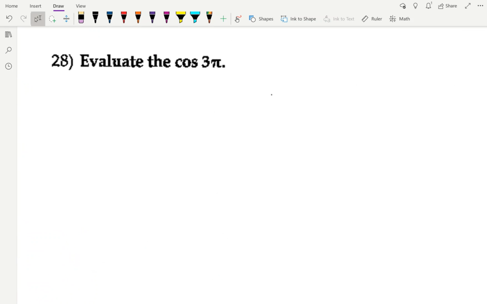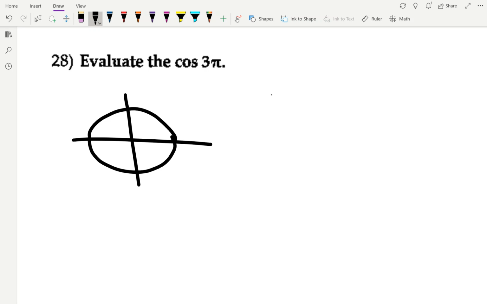Okay, evaluate cosine of 3 pi. Let's see it. Pi, 2 pi, 3 pi. There you go. That's negative 1, 0. So cosine of 3 pi is equal to the x guy, which is negative 1. You just must be a unit circle master. Nothing left to say there.